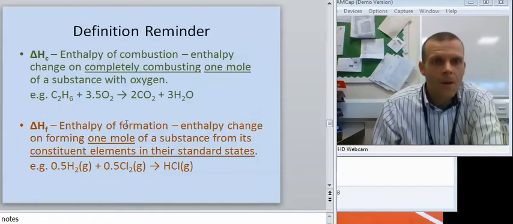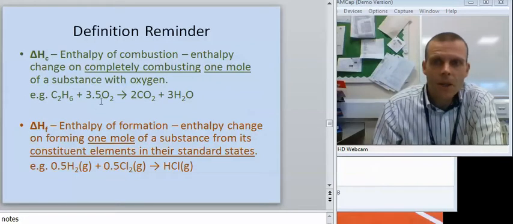Right, quick reminder of 2 definitions that we saw in the last session.